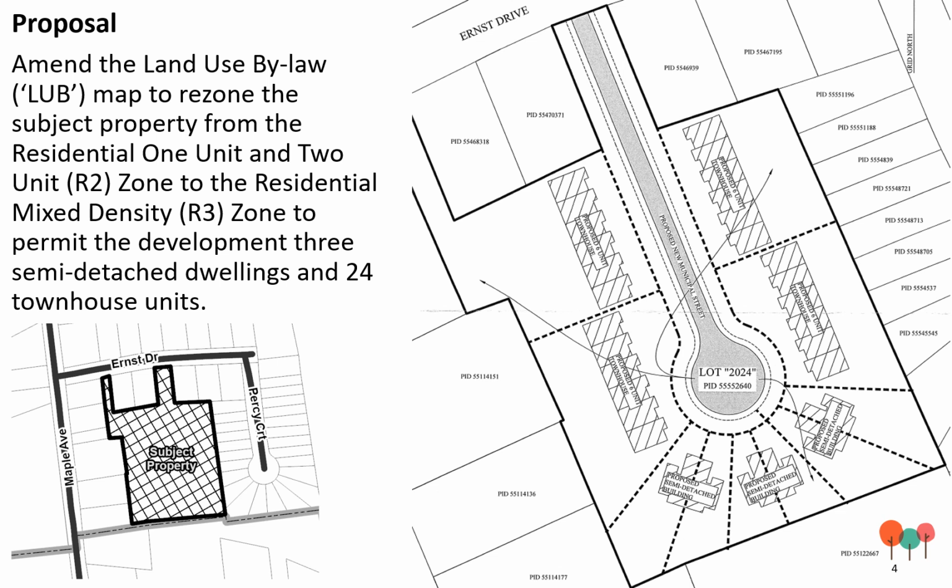So, in respect to the proposal, the application is for a land use bylaw map amendment to rezone the subject property from the residential 1 and 2 unit R2 zone to the residential mixed density R3 zone to permit the development of 3 semi-detached dwellings and 24 townhouse units.